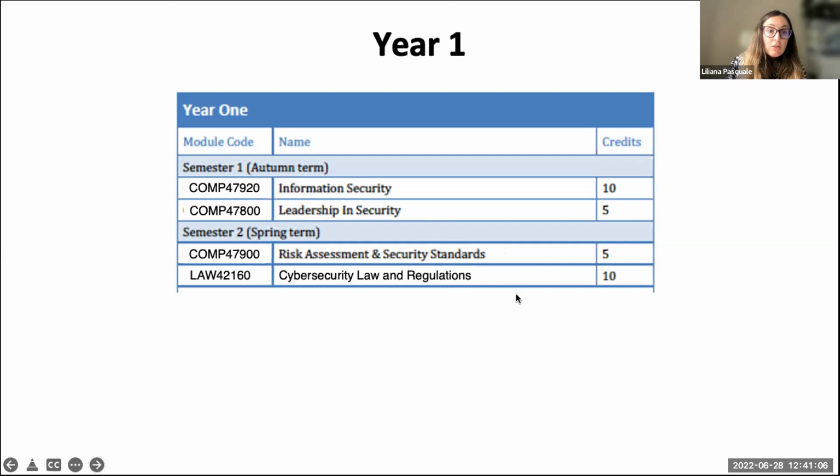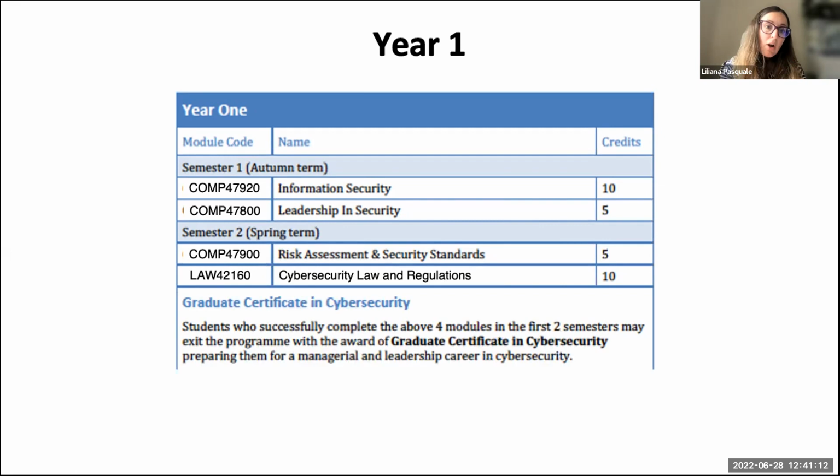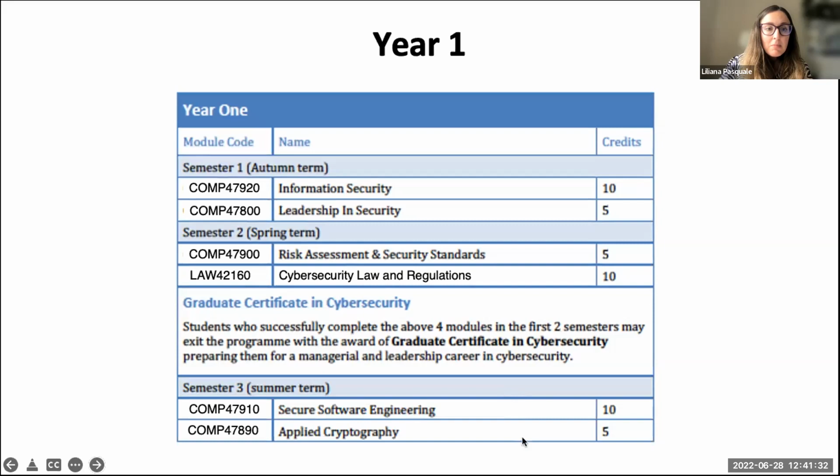So at the end of these two terms, students will acquire a graduate certificate in cybersecurity. This is mainly targeting, as I was mentioning, students who want to get ready for a managerial and leadership career in cybersecurity. However, if the students decide to continue to pursue a diploma or a master's, in the summer term we will have now more technical modules, secure software engineering and applied cryptography. The modules in the next term require more technical knowledge of programming, networking, and operating systems. So this is what's in the modules for the summer term.